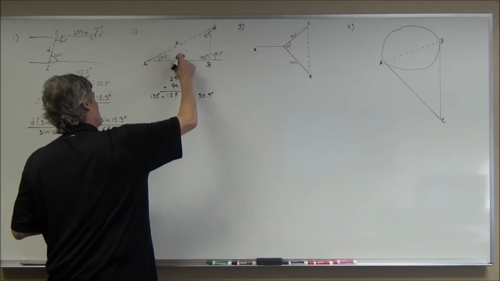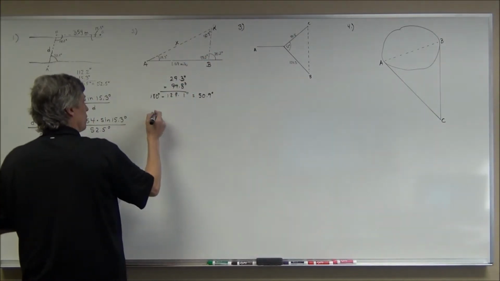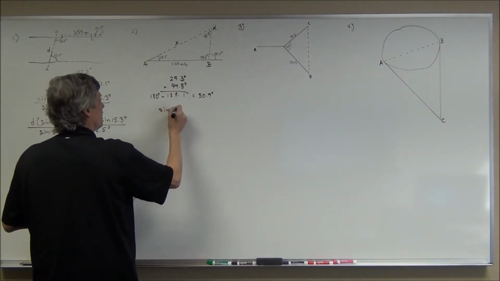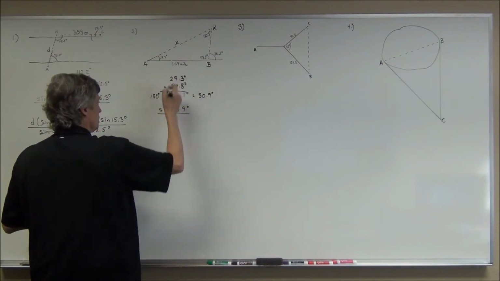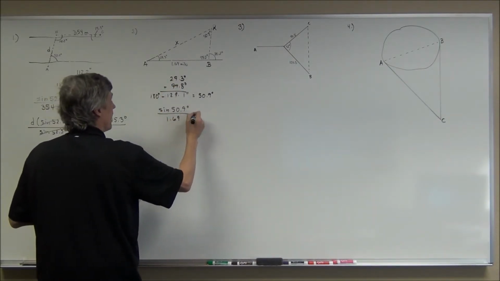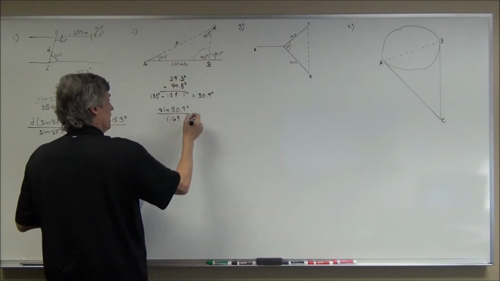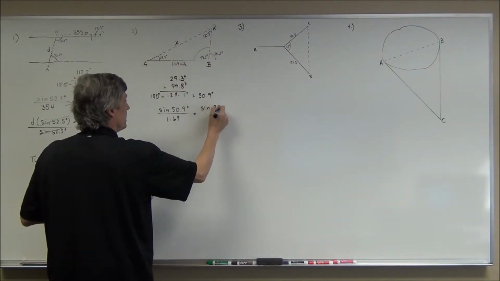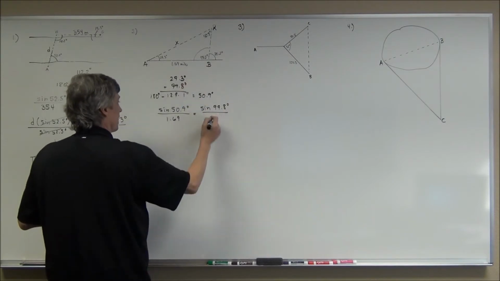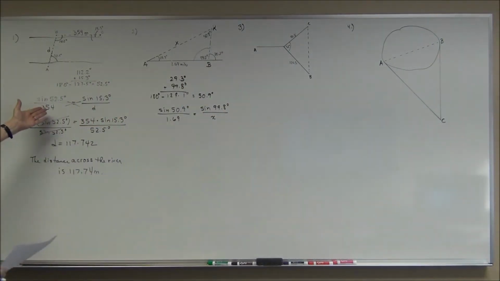I have a complete ratio. I have the angle and the opposite side. So I'm going to say the sine of 50.9 degrees is to 1.69 miles as, now I'm trying to find x, so I use the angle opposite, that's this guy. So the sine of 99.8 degrees is to x. Now it's just like this problem. Only in this case I was solving for d, here I'm solving for x.